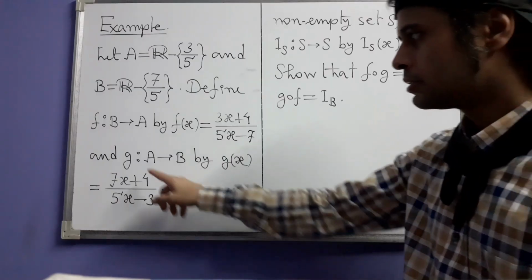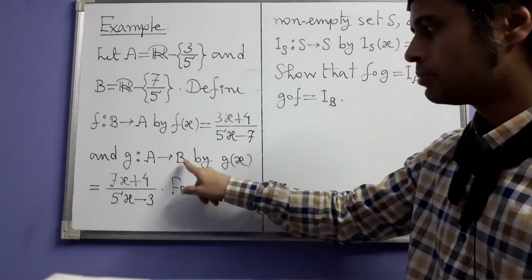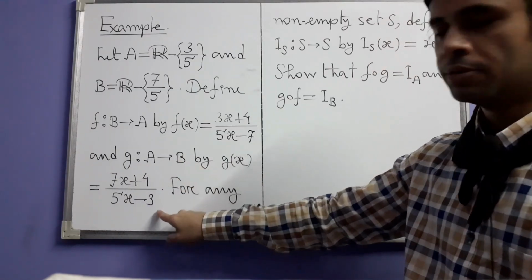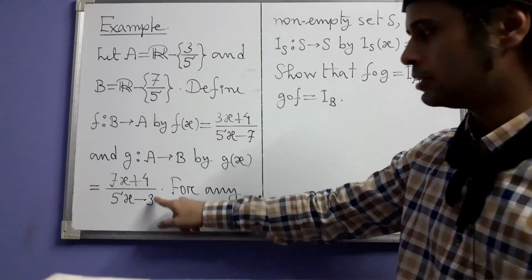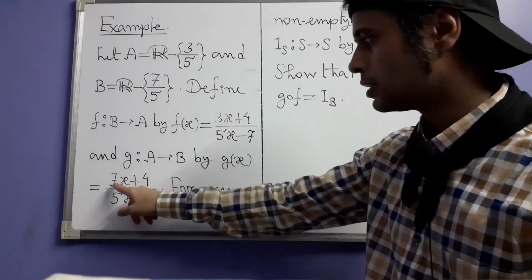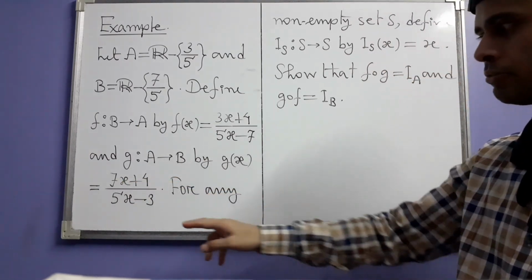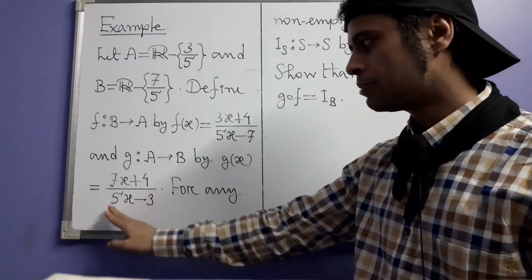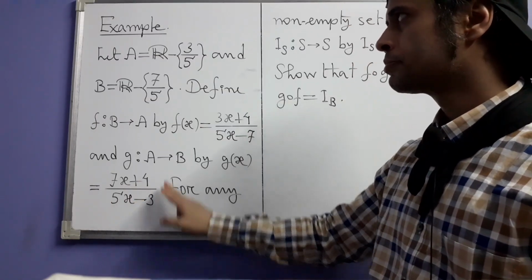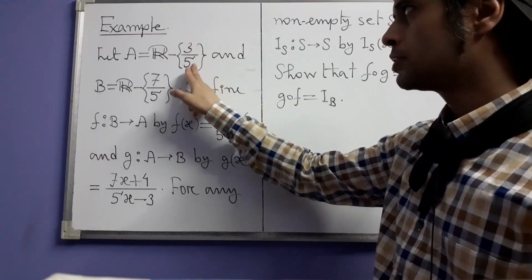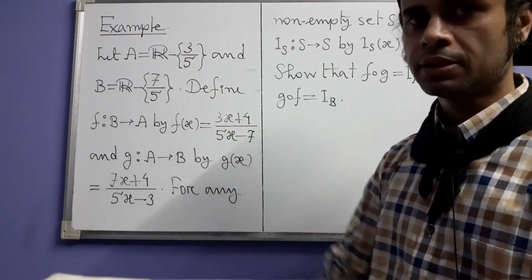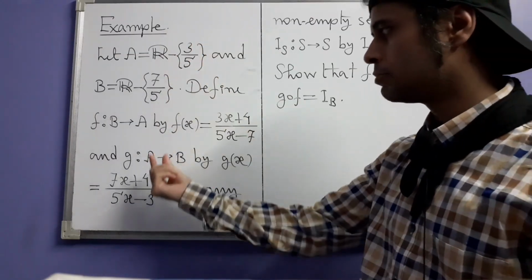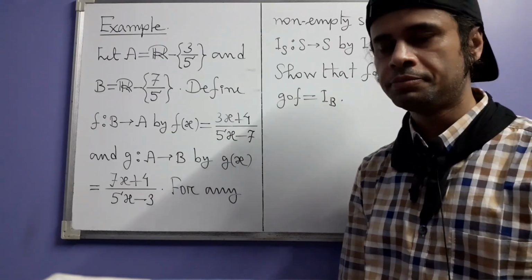And another function g, but this one is from A to B, and the formula defining g is this: g of x equals 7x plus 4 divided by 5x minus 3. So here also, in order to have a non-zero denominator, we have removed 3 divided by 5 from the set of real numbers, and that became the domain of g.